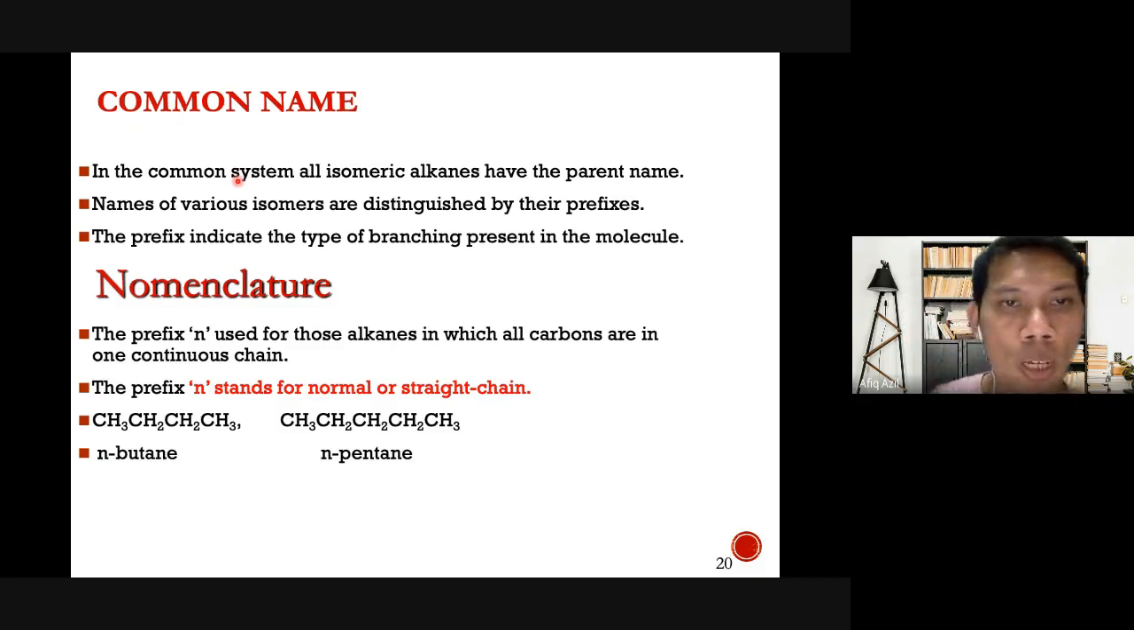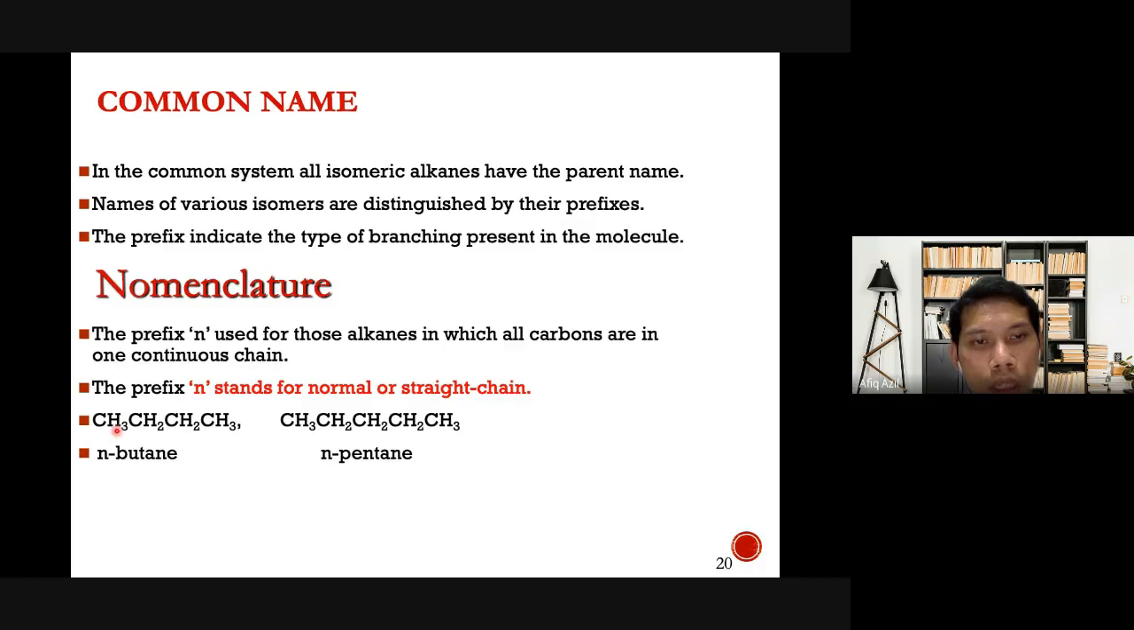And then we also have common names, besides IUPAC. Some organic compounds like alkanes have their own common name. In common names, all isomeric alkanes have their parent name, and the names of the various isomers are distinguished by their prefixes. The prefixes come before. For example, the prefix n, when used in front, indicates that all of the carbons are in one continuous, straight chain.